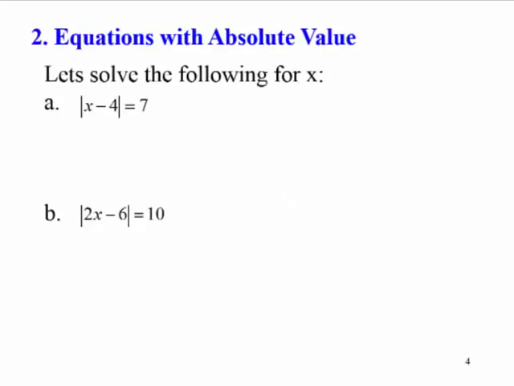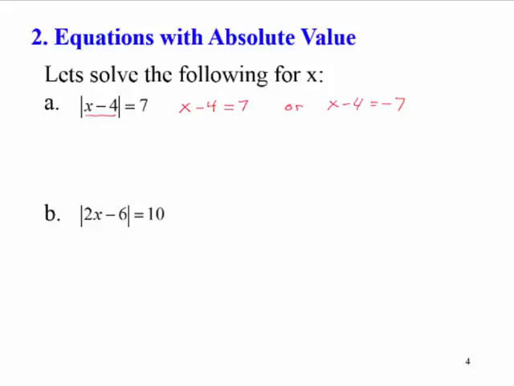Okay, let's solve this equation. So we can have equations like this. So what we have is the absolute value of x minus 4 is equal to 7, or x minus 4 is equal to minus 7. So that's what we do. Whatever is in the absolute value, we have it equal to 7 or minus 7, and then we can solve.